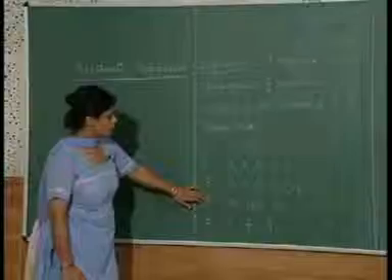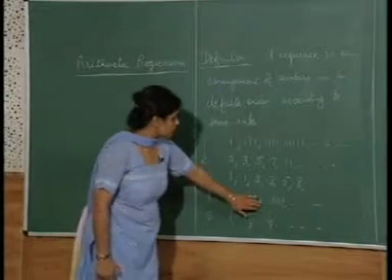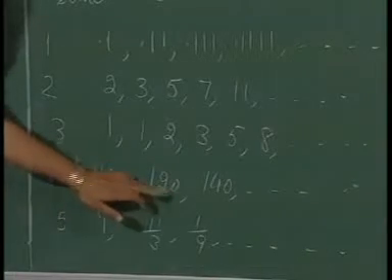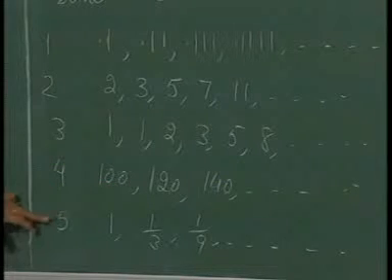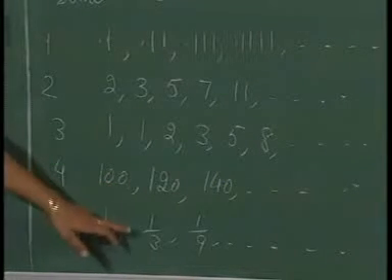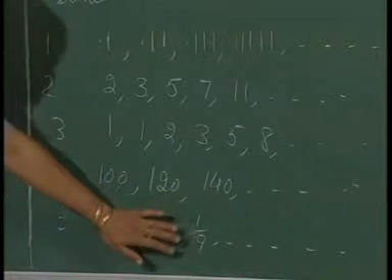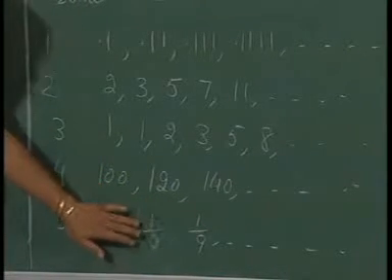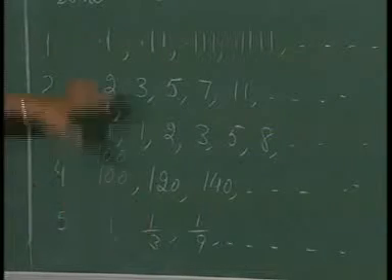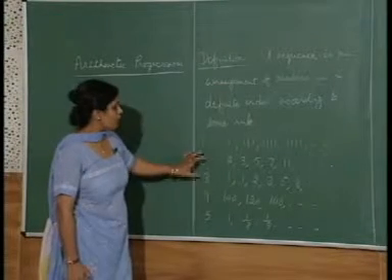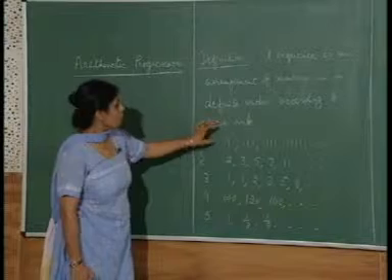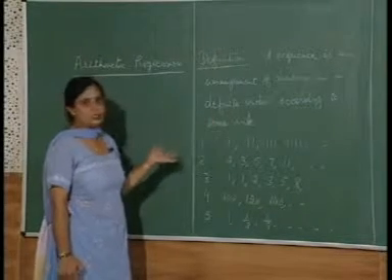In the fourth sequence, each term is increasing by 20 from the previous term. And in the fifth, each term is the multiplication of the previous term by 1 by 3. So all these sequences have a certain inbuilt rule by which we can write down the next terms.